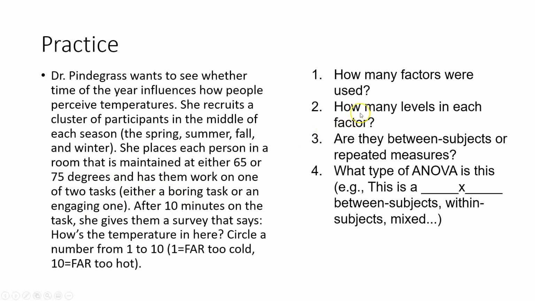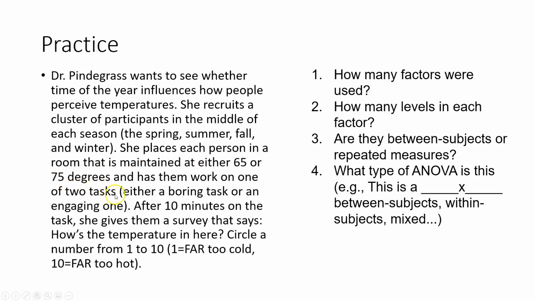So it was a 4 by 2 by 2. Are they between subjects or repeated measures? Well, the first one we know was not repeated because she was taking people and putting them in one of the four, not all of the four. Then the second one, she was also doing between subjects because she was putting them either in a cold room or in a warm room, 65 or 75, not both.